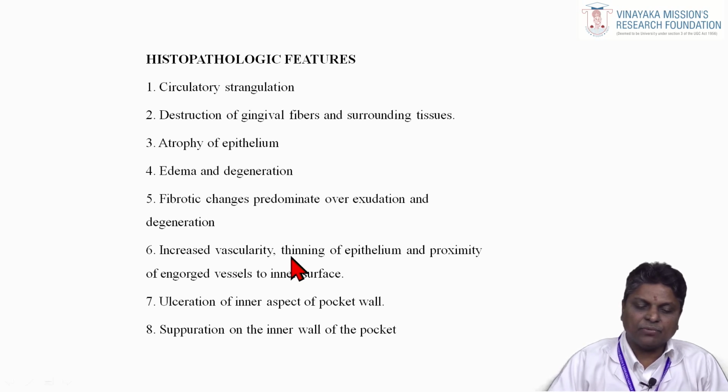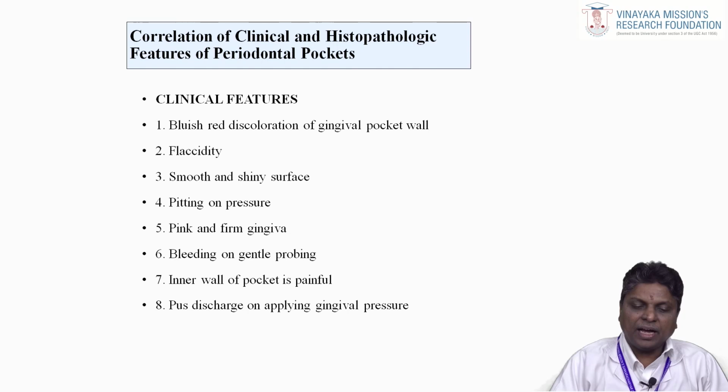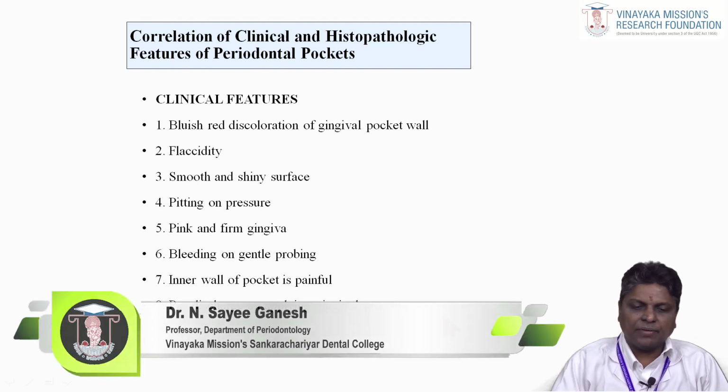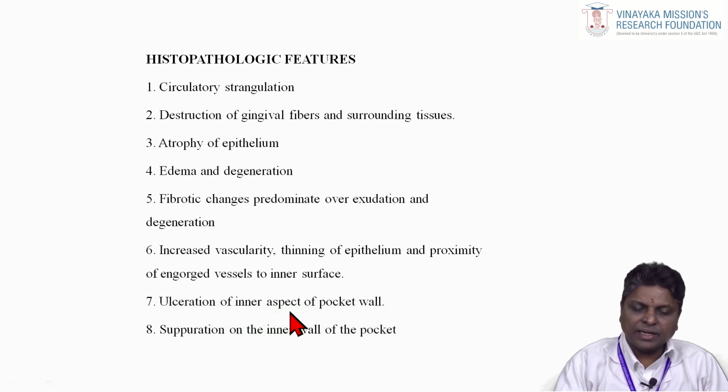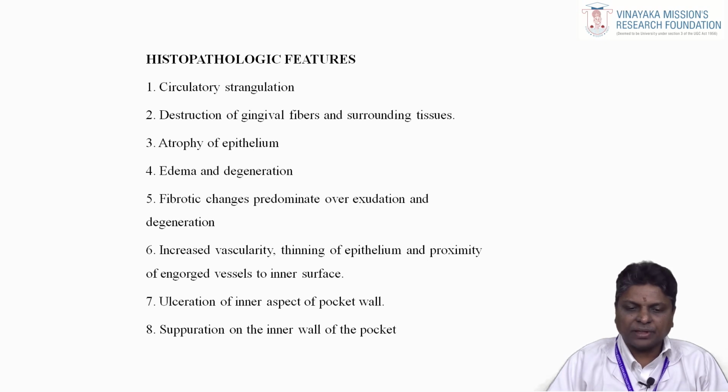So that is one reason for the possibility of ulceration as well as bleeding. With engorged blood vessels and thinned epithelium, bleeding takes place in that area, and the inner wall will be painful when you probe it. Pain and pus discharge are all correlated with the engorged blood vessels, the thinning of the epithelium and micro ulceration of the inner wall of the pocket, that is the pocket epithelium, and the fluid collection coming from the connective tissue into the gingival sulcus area or gingival margin. These are the correlations between the clinical features and the histopathology.